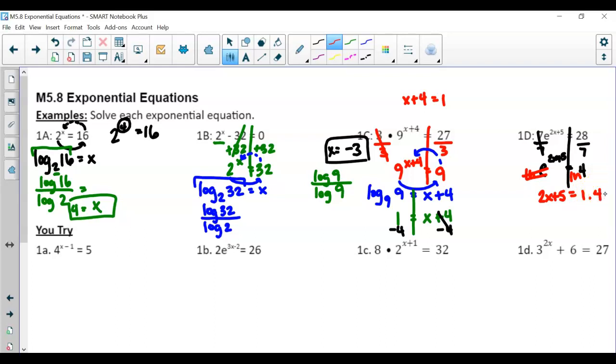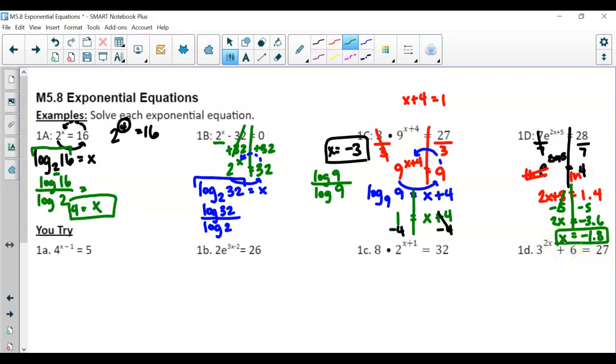So now notice we are solving a two-step for x here. So what do we need to do first? Subtract the 5, right? So now I've got 2x is equal to negative 3.6. Then divide by 2, and you get x is equal to negative 1.8.